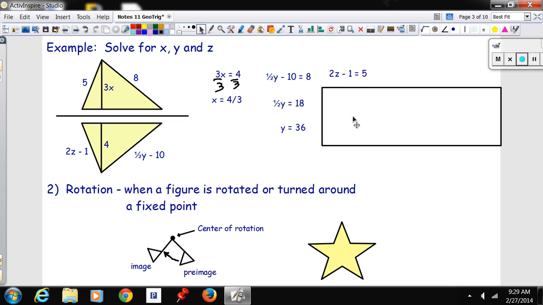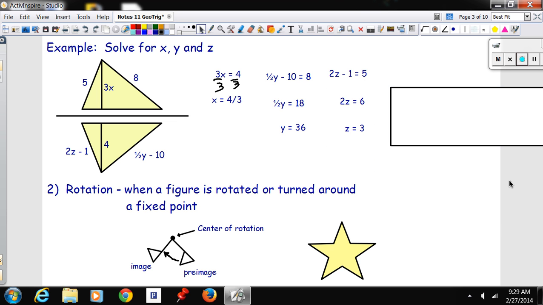The last one is easy. Add 1 to both sides and then divide by 2. And you get your z equals 3. So you could solve them easily enough just by knowing that the sides have to be the same, or that it's an isometry.